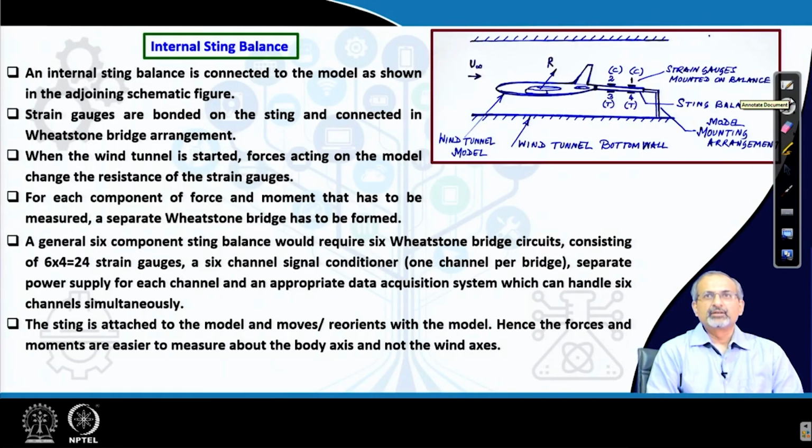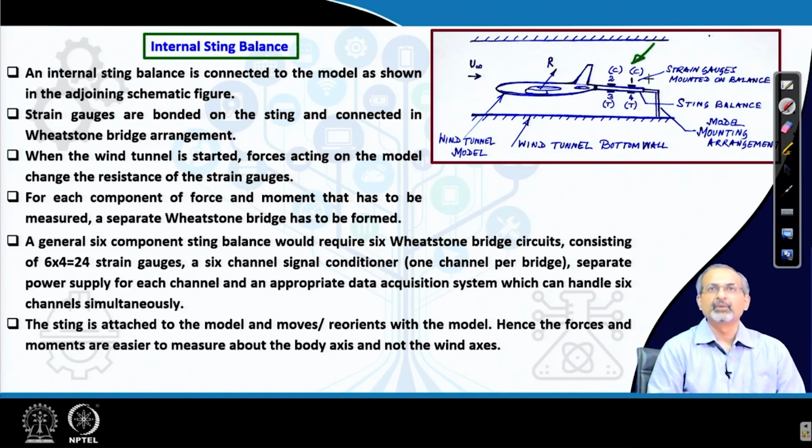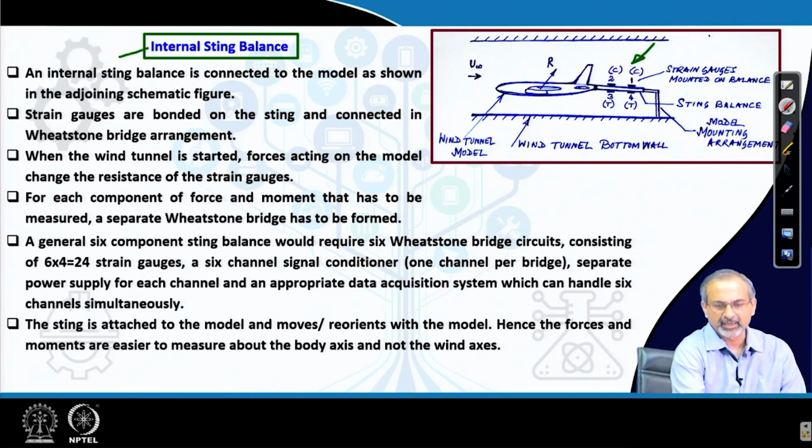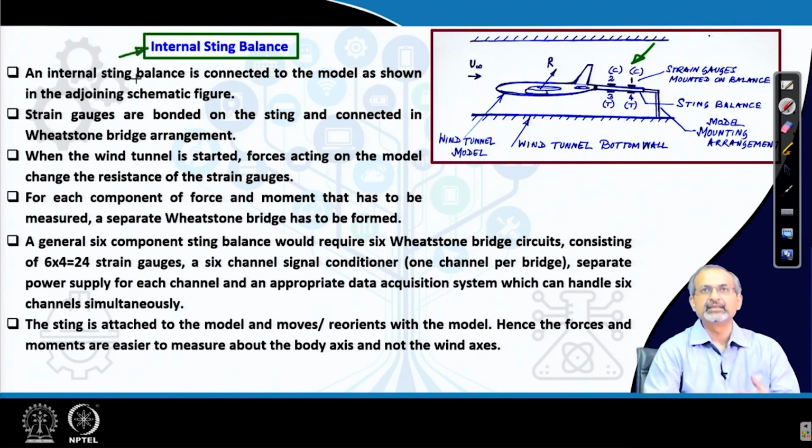Let us discuss more specifically the internal sting balance, which we had already indicated through this figure. A balance which is inside the test section of the wind tunnel would be called an internal balance, and when it has a sting kind of nature where it holds the model from its base or from the rear portion, we know that it is called a sting balance.